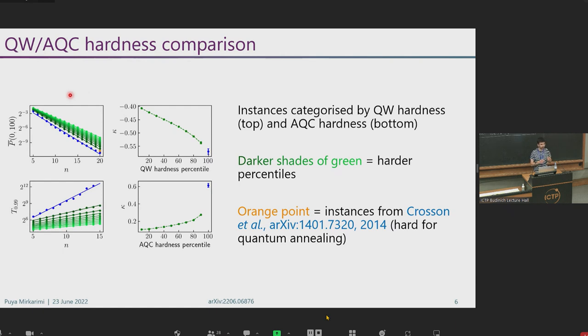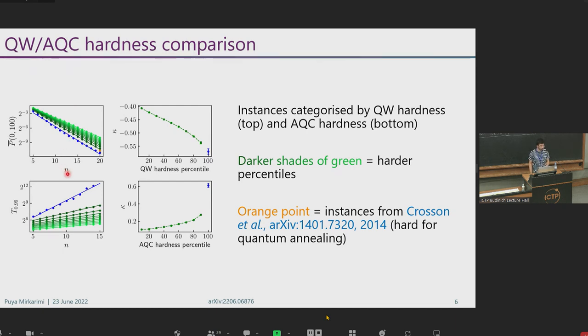The fact that these lines are spreading indicates that as you increase the problem size, the difference in hardness between the easiest and hardest instances is increasing. And the placement of the orange point shows that the instances that are hard for quantum annealing are also hard for quantum walk. However, not as hard as they are for quantum annealing, which indicates that while there's a correlation between quantum annealing and quantum walk hardness, it's not perfect. So potentially a hybrid strategy involving quantum walk and quantum annealing would be beneficial.